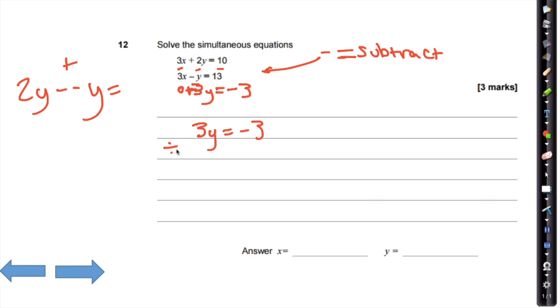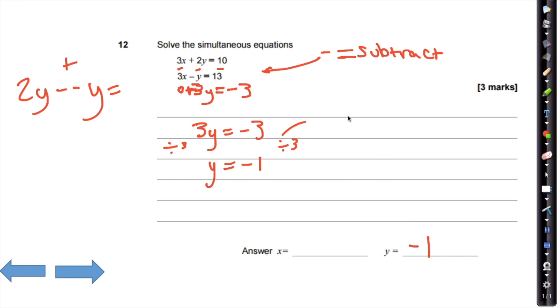So we divide by 3 on both sides. As our number attached to the letter is 3, 3 divided by 3 would be 1, 1y equals minus 3 divided by 3, which is going to be minus 1. If you think about positive 3, it would be 3 divided by 3, which would be 1. But as it's minus 3 divided by 3, it's going to be minus 1. And remember also that instead of saying 1y, we always just say y. So y equals minus 1.